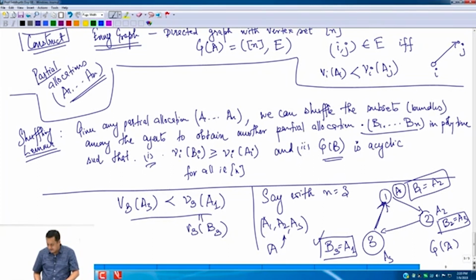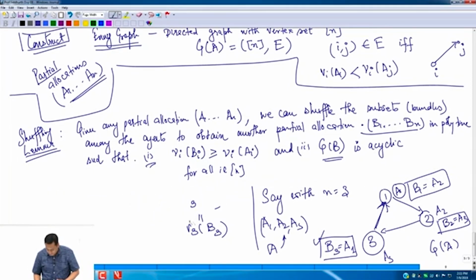Now looking at the second condition, the point is that you have looked at the graph and actually killed off one cycle. Once you do this reshuffling, agent 3 will not necessarily continue to NV agent 1, at least in this example. Right, so this is just an example. Let me write down the whole thing a bit properly.